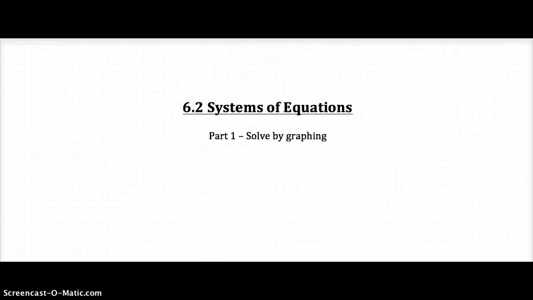Okay, welcome to 6.2, starting with systems of equations. So first, let's just look at one equation really quick. One equation looks like maybe, let's take a real simple one, y equals x, okay? Now, y equals x has an infinite number of solutions.